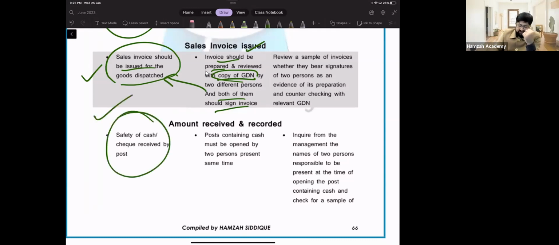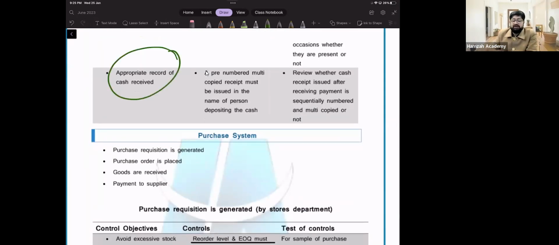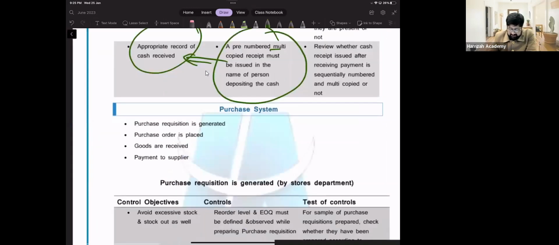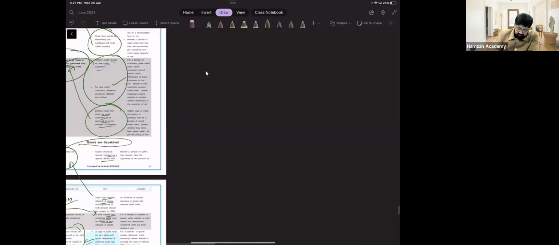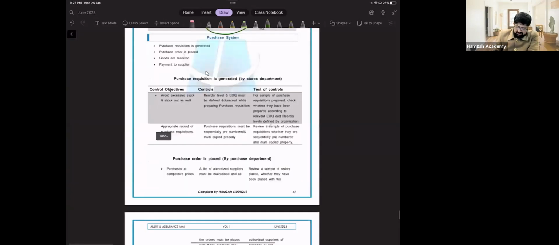Safety of cash or checks received by post. Yes, very easy. Everything that comes in the post should be opened by two persons present at the same time. Yes. Now, appropriate record of cash received. Whenever you receive cash, whoever is paying, a multi-copied receipt must be issued in the name of that party. Yes. So we are ignoring the third column right now. We are doing just the first two columns.